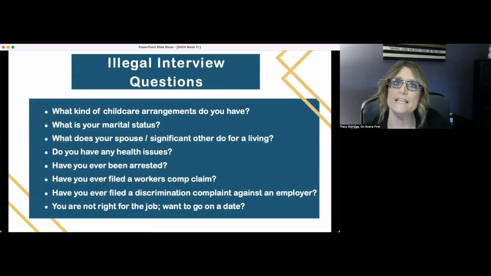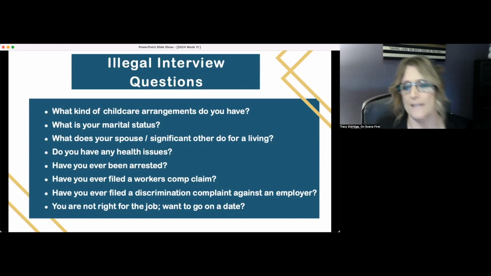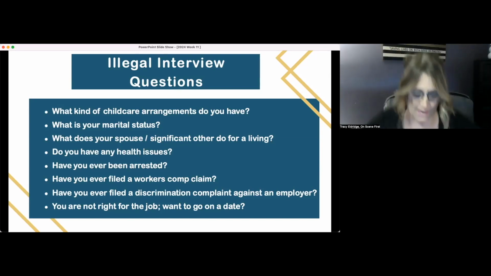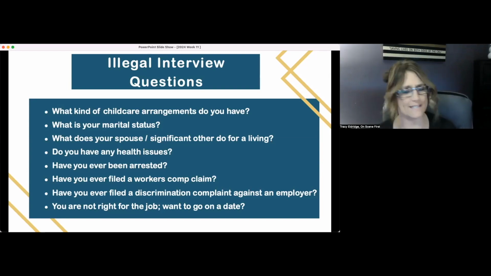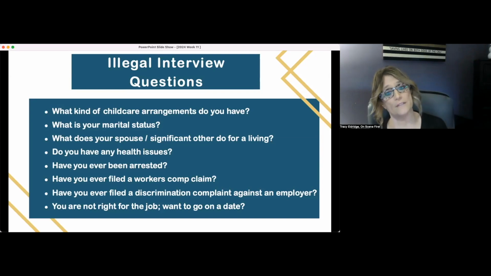And then there are some illegal interview questions. The thing that you should keep in mind now, while this is not all of them that are listed in the manual, and when I say they're not listed in the manual, there are some of these that are listed, but the bottom line is any question that is going to potentially indicate personal information that is not relevant or does not matter for the position should not be asked. So what kind of childcare arrangements do you have? I can't ask that. I can't even ask if you have children.